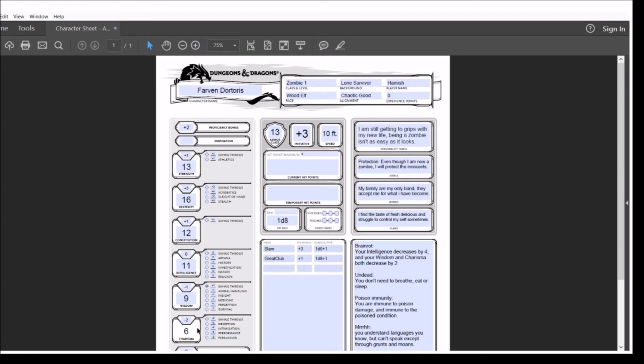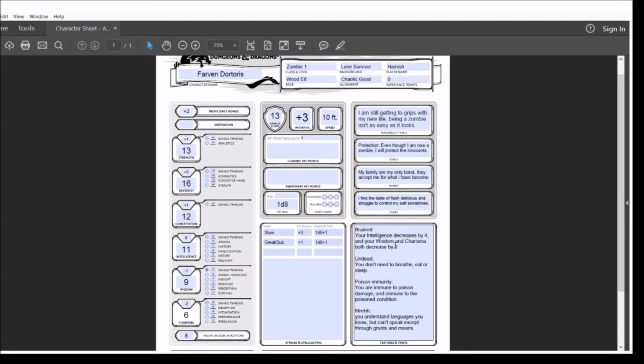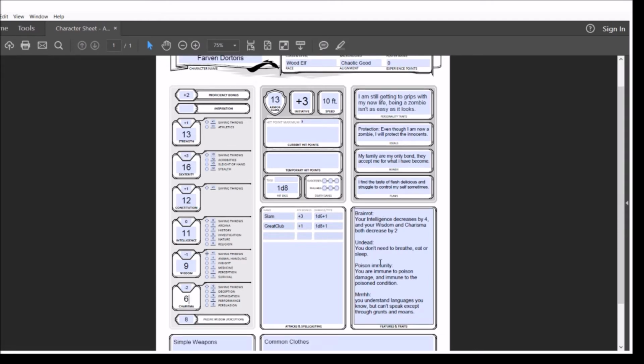And generally I think this is a very interesting class to play, so I've gone ahead and put in some of the attributes you gain as a first level undead. Some of them don't really need to be added, so obviously you get brain rot, which I just mentioned is decreasing intelligence, wisdom and charisma. You also then, because you are undead, don't need to breathe, eat or sleep, which, if you are a very intelligent D&D player thinking of very creative ways of getting around situations, being a zombie is a very creative way of dealing with certain situations.